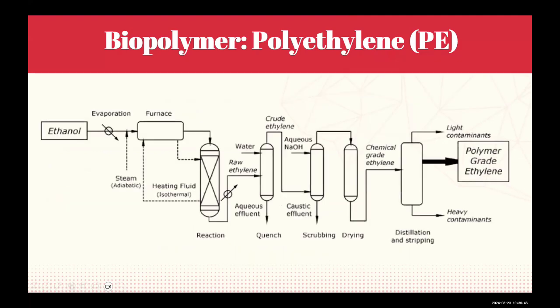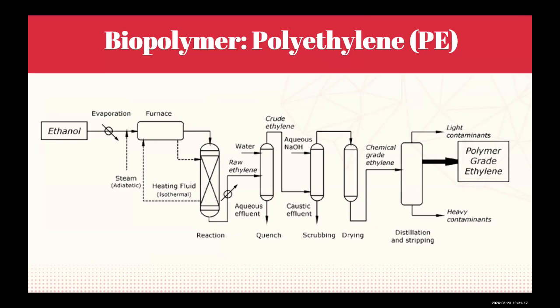So now let's take a closer look at the process flow diagram for producing a polymer grade ethylene from ethanol, which is the bio-based process. First you start with ethanol. This ethanol is typically derived from the fermentation of sugars like glucose. Then we have evaporation in a furnace. The ethanol is first evaporated and then heated in a furnace. The heating fluid in the furnace may be operating under adiabatic conditions, depending on the specific setup, of course.